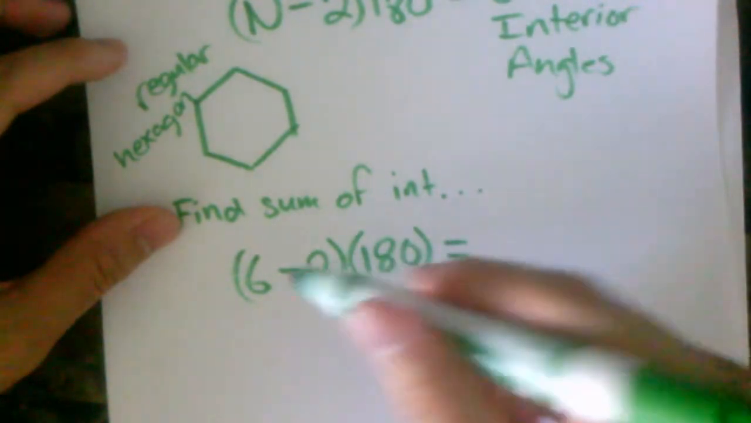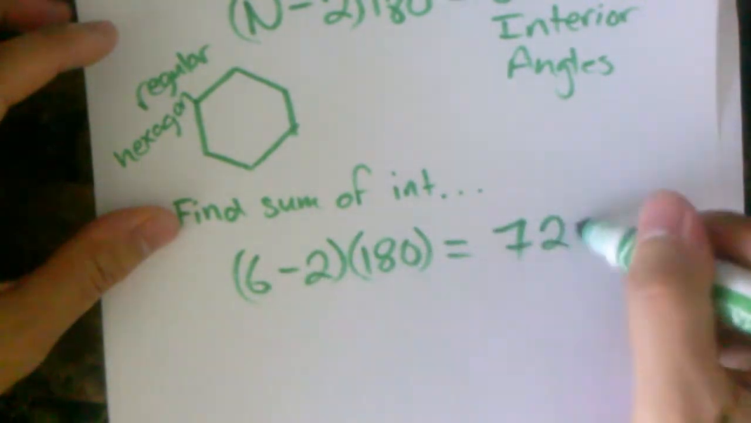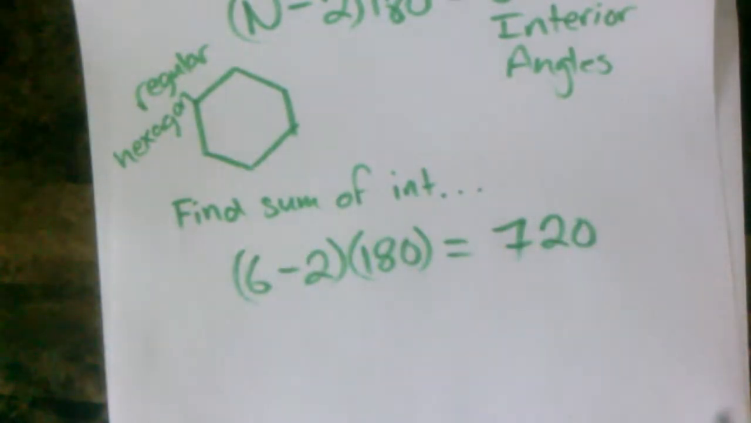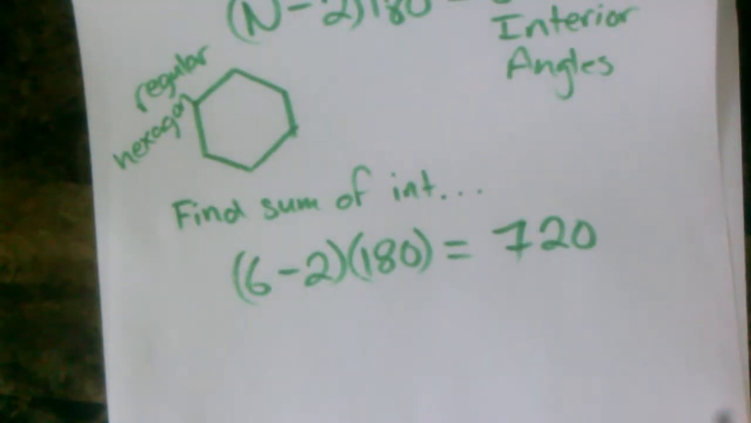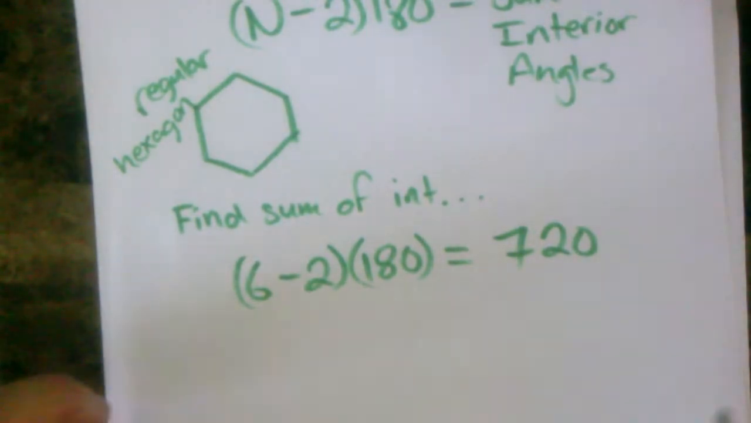And then we will just multiply this out. 6 minus 2 is 4. 4 times 180 is 720. And you could just grab a calculator for that. You definitely don't have to do that in your head. I'm not expecting you to be able to. You are allowed to have a calculator on the test. So feel free. Anyway, that is how to find the sum of interior angles. So if I ask you to find the sum of all interior angles, that is exactly the type of math that you would use.